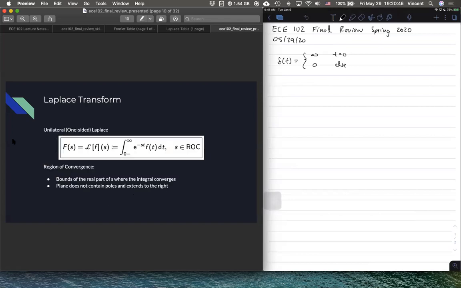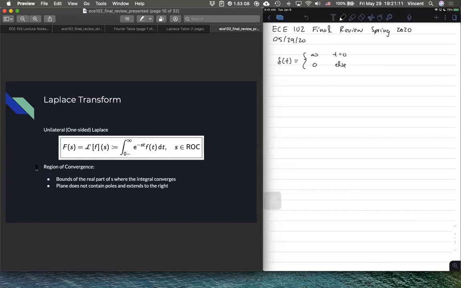Next, we're going to talk about the Laplace transform. In this class, we learn about the unilateral or one-sided Laplace transform. So this is the definition here. And the reason it's one-sided is because the function only exists for one side usually. So usually if you have a signal, you multiply it by the unit step so that the values only exist for t greater than 0.